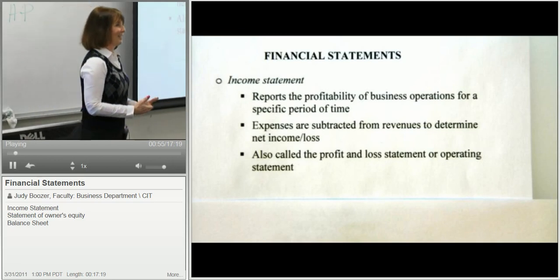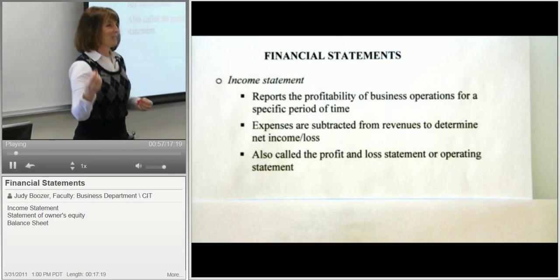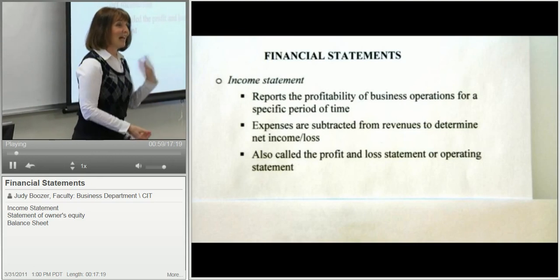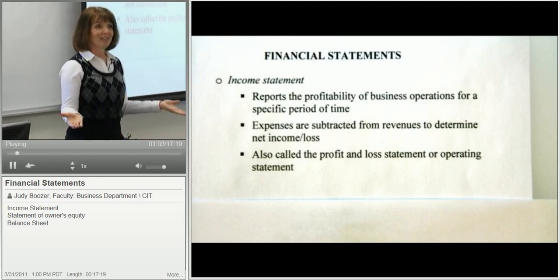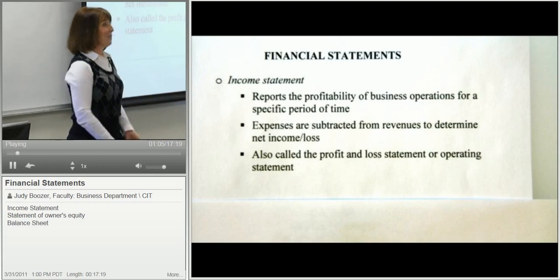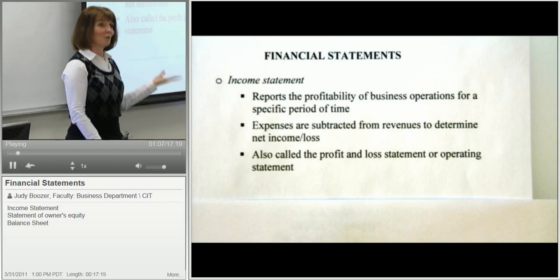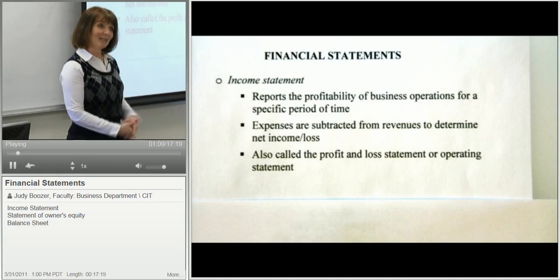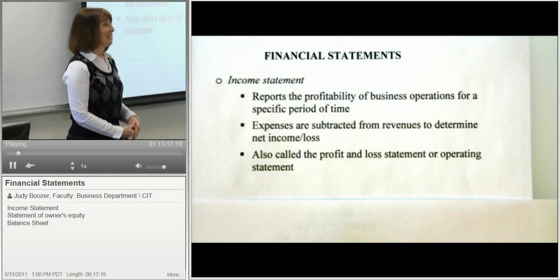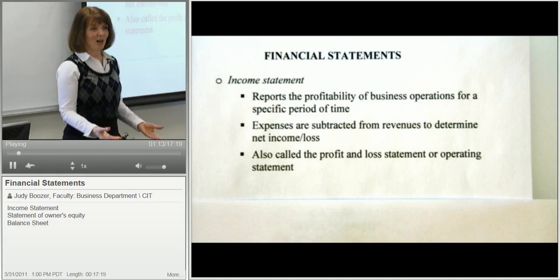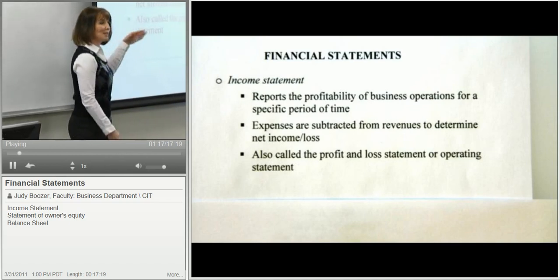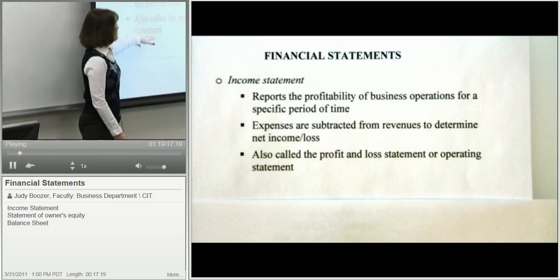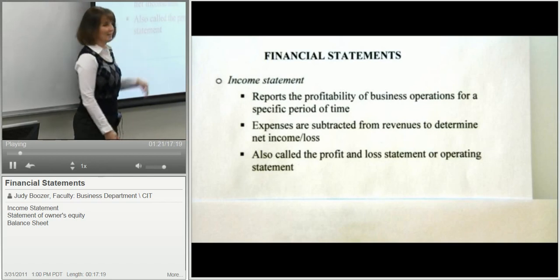Now, if expenses are less than revenue, what does that mean? Profit. And if expenses are more than revenue, what does that mean? Loss, called a net loss. So based on your revenue and expenses, you determine whether you have a profit or a loss.